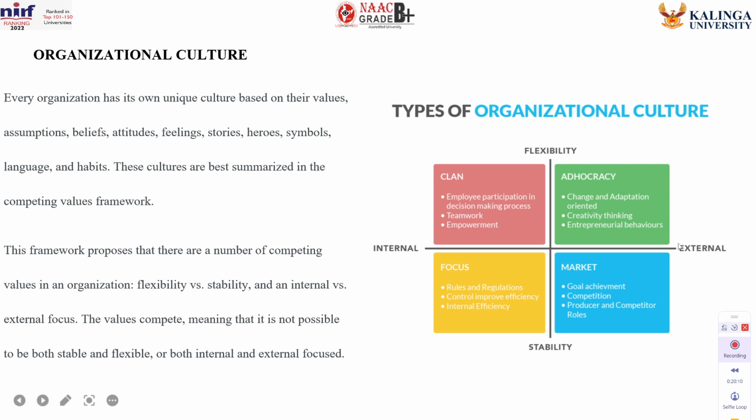Then if you are stable and you look at the external side of the organization, then a market type of organizational culture will be there, which will lead to goal achievement, competition, producer and competitor roles. And if your organization has flexibility and also focuses on external aspects, then there will be adhocracy, which is change and adaptation oriented, because there is flexibility and external focus, and creative thinking and entrepreneurial behavior will be there. So these are the four different types of organizational culture: clan, hierarchy, market, and adhocracy.